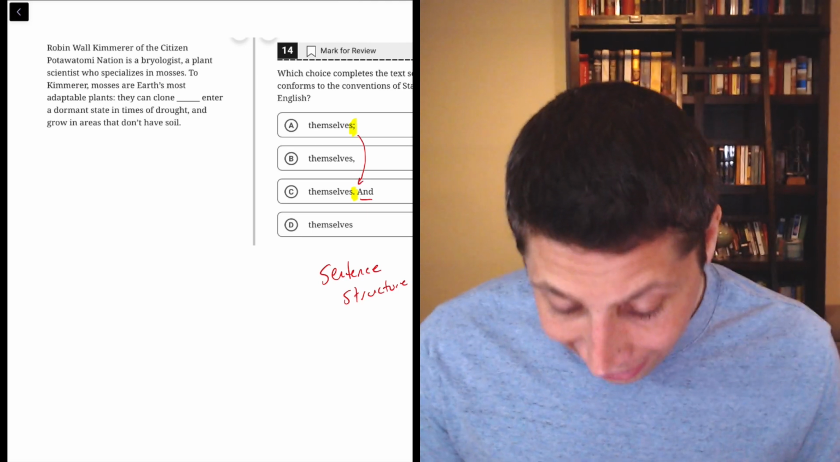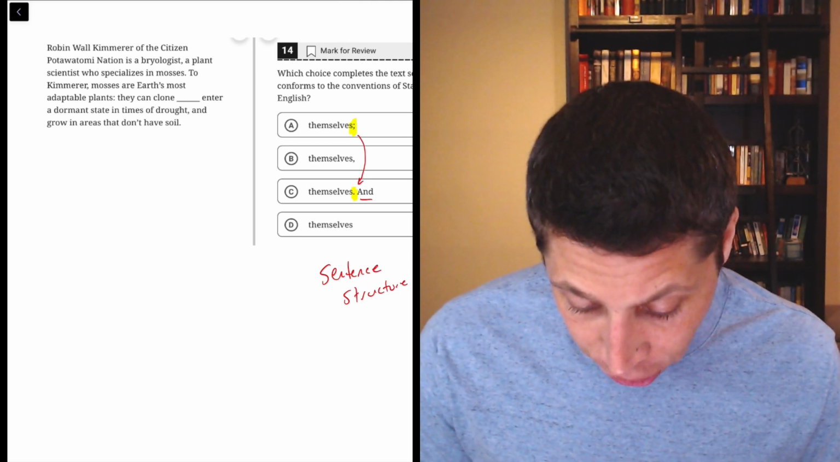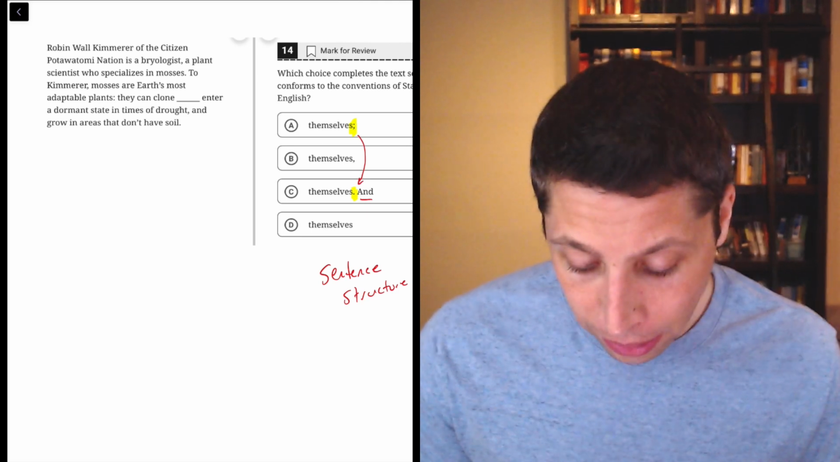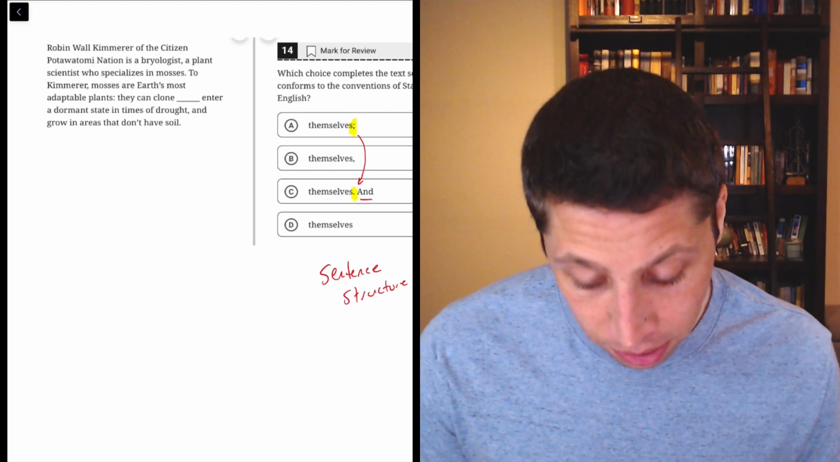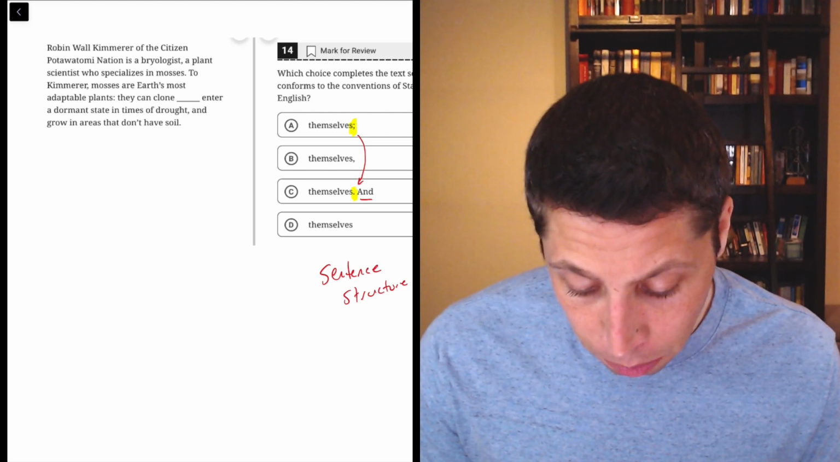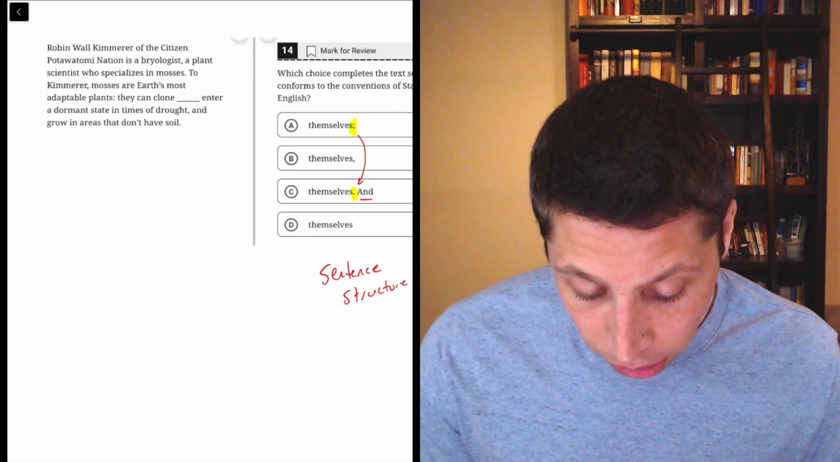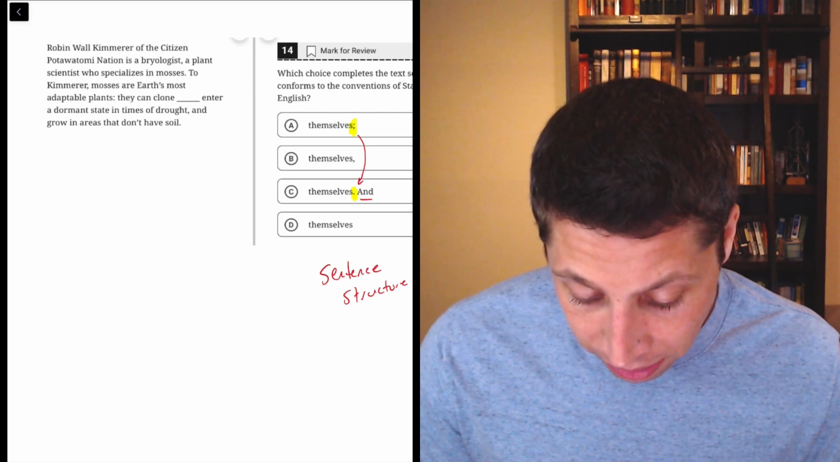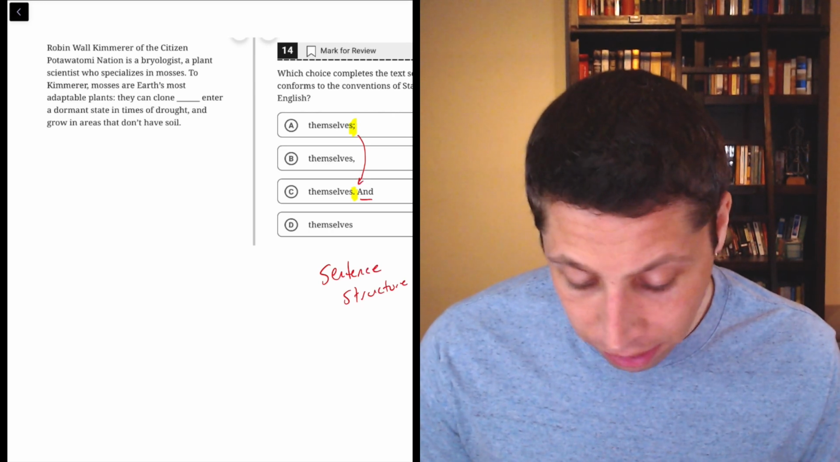Robin Wall Kimmerer of the Citizen Potawatomi Nation is a bryologist, a plant scientist who specializes in mosses. To Kimmerer, mosses are Earth's most adaptable plants. They can clone themselves, enter a dormant state in times of drought, and grow in areas that don't have soil.